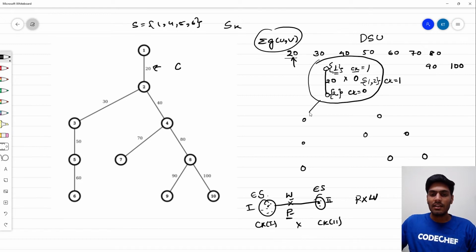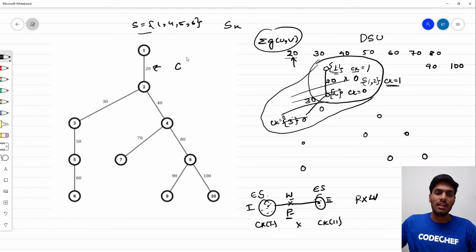Now we add the edge 30. With this edge, we are adding 3. Now, this set had a CK of 0 since 3 doesn't belong to our special set S here. So, the contribution again will be 0. And then this will become one set and CK of it will remain 1. Now, this whole is a one single set.